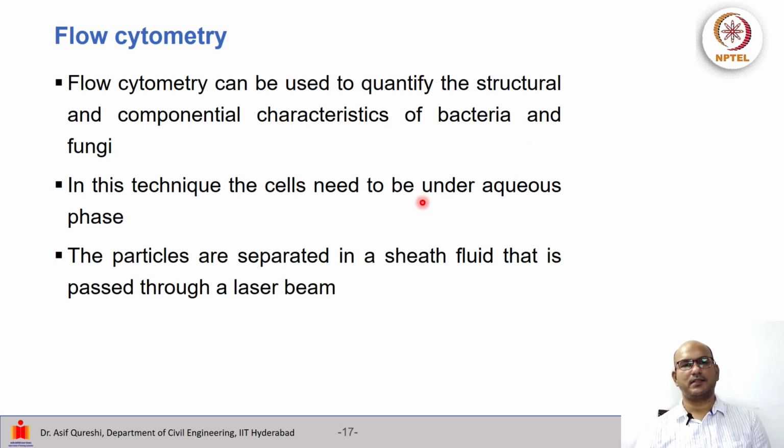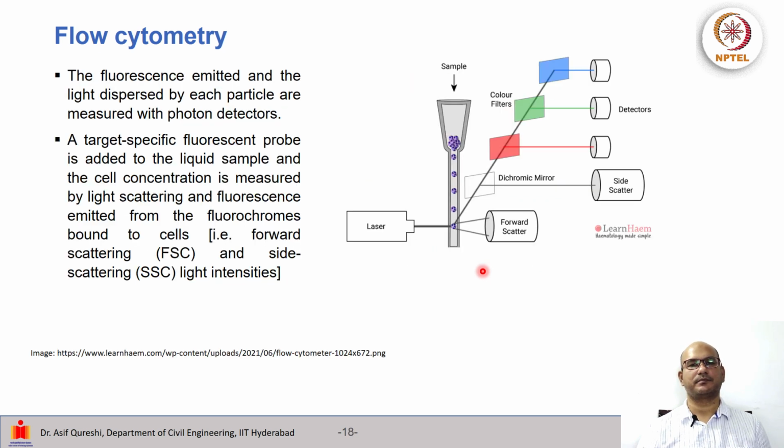The next method is flow cytometry. Flow cytometry can be used to quantify the structural and componential characteristics of bacteria and fungi. In this technique, the cell is in the aqueous phase. The particles are separated in a sheath fluid that is passed through the laser beam. So this is the sheath fluid, and this is being passed through a laser beam.